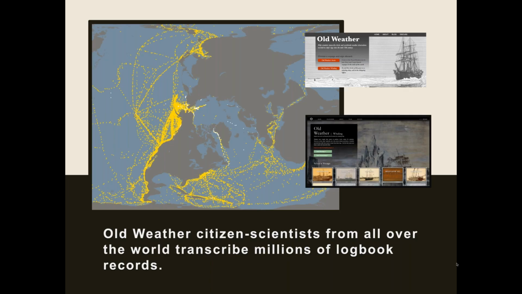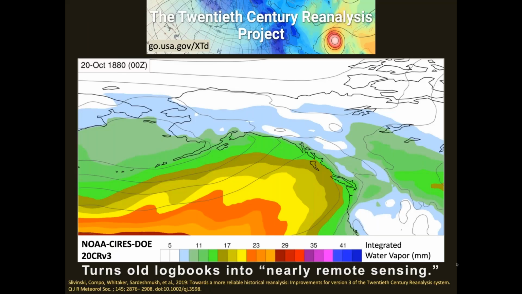And I'd like to tell you about how we use them here at the Physical Sciences Division in the 20th Century Reanalysis. We combine those observations of the weather, in particular pressure, with all other observations of pressure from stations and other ships at the same time to make a three-dimensional reconstruction of the weather every 3 hours, now back to 1806. And what I'm showing you here is an animation.